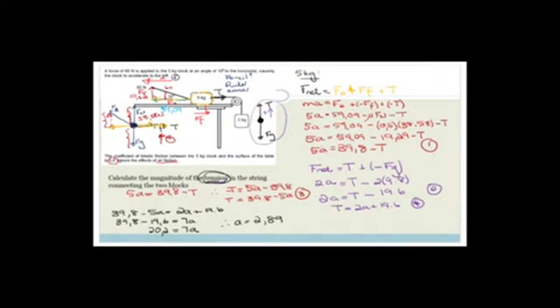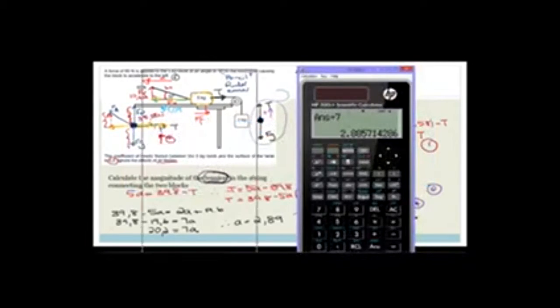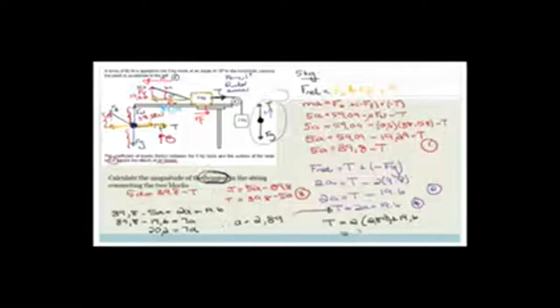But they didn't ask us to solve for a, they asked us to solve for T. So now we need to substitute a into either equation 4 or equation 3 to get the tension. I'm just going to substitute into equation 4. So T is equal to 2 times 2.89 plus 19.6. Because I've rounded it up here, I'm going to use the rounded version. So 2 times 2.89 plus 19.6 equals 25.38. So therefore, the tension in this string is 25.38 newtons. And there you go.